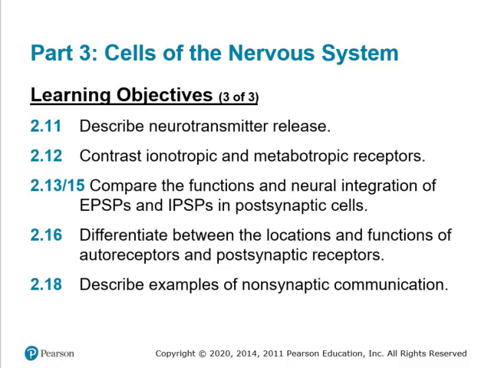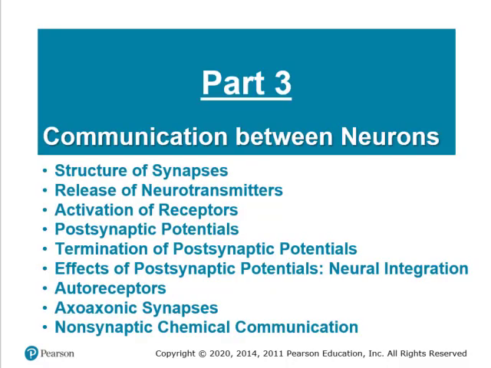In this lecture, we're going to focus on neurotransmitters, the chemical method of communication between neurons, contrasting the different receptor types, EPSPs and IPSPs, which will be defined shortly, and also talking about autoreceptors and postsynaptic receptors, essentially thinking about the various types of communication. In particular, we will be focusing on the structure of synapses, how neurotransmitters are released and where, their activation through receptors, postsynaptic potentials, the termination of postsynaptic potentials, the effects of these in terms of the neural integration in the organism, and also consider autoreceptors, axonic synapses, and non-synaptic chemical communication.